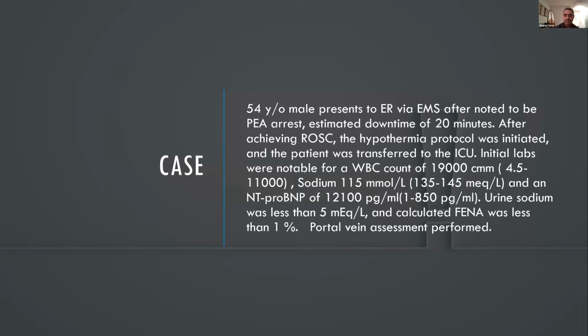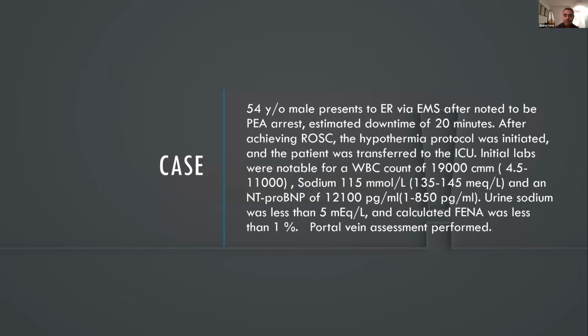So BNP, as a marker of elevated atrial pressures, is released as a natriuretic peptide to help cause natriuresis, right? So this was elevated, and this is a sign of heart failure. And the urine sodium was extremely low. It was less than 5 milliequivalents per liter. And the calculated FeNa was quite low.